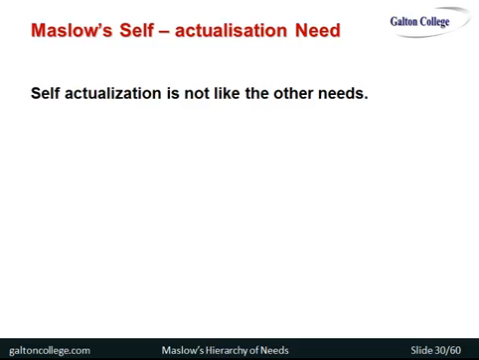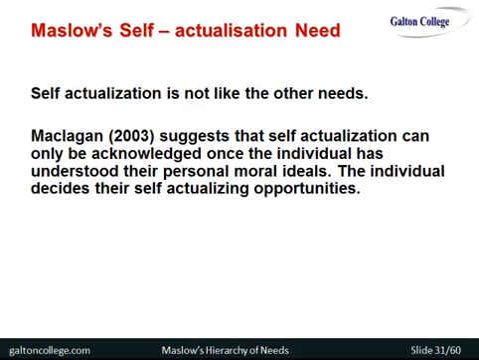So it's not like other needs. McLagan in 2003 suggests that self-actualization can only be acknowledged once the individual has understood their personal moral ideals. The individual decides their self-actualizing opportunities. So self-actualization is not an absolute category. It is determined by the individual.